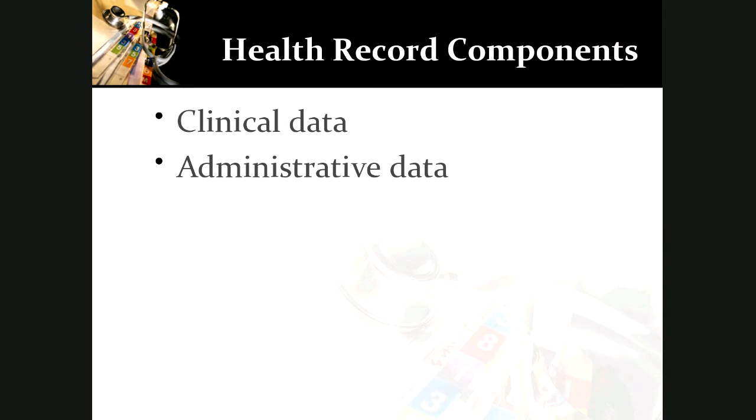When we're looking at health record components, we have clinical data and we have administrative data. And we need to know the difference of those. And we've already talked about these some. So I want you to remember that part of this, as we go forward, will be reviewing what we've already gone over, but we'll be adding a little bit more information each time. And like your exams, we'll have a few review questions scattered in there also. Next slide.